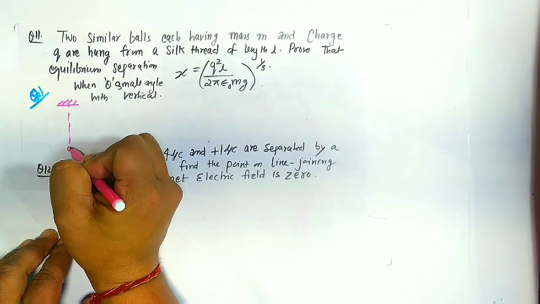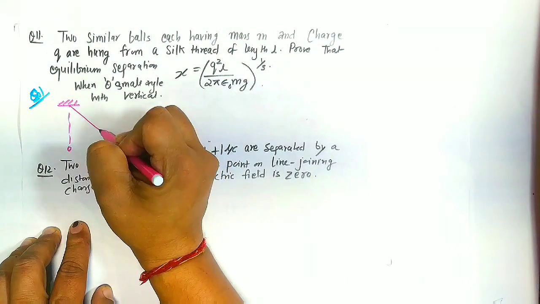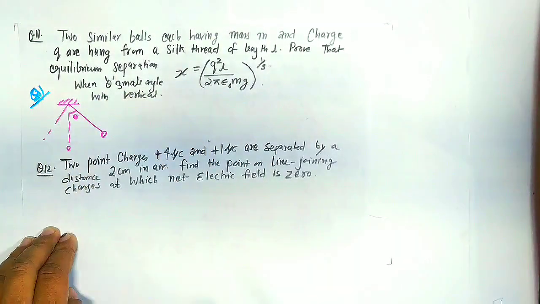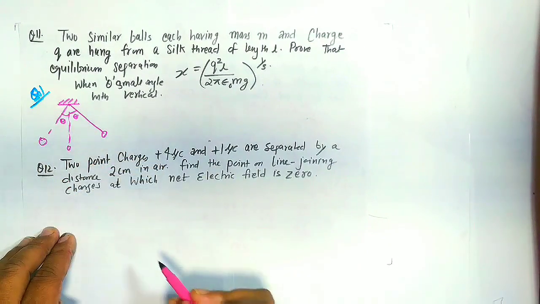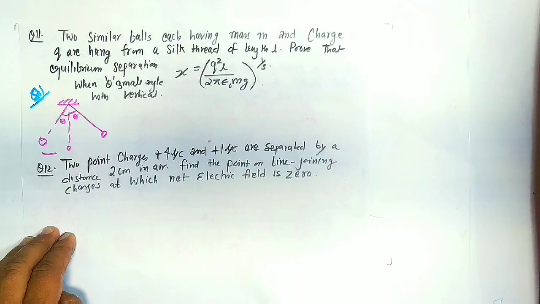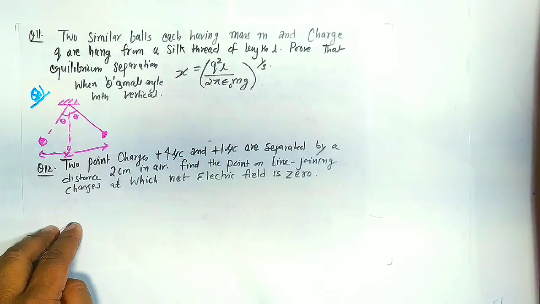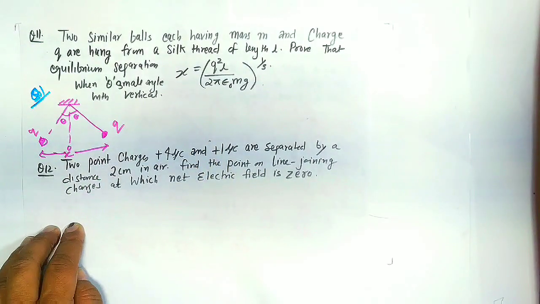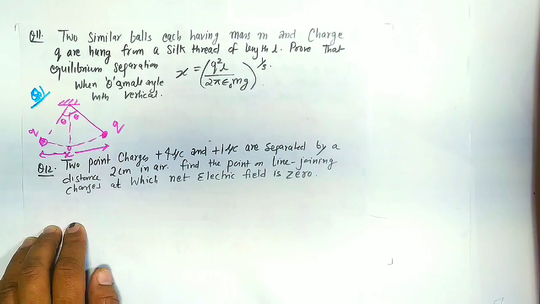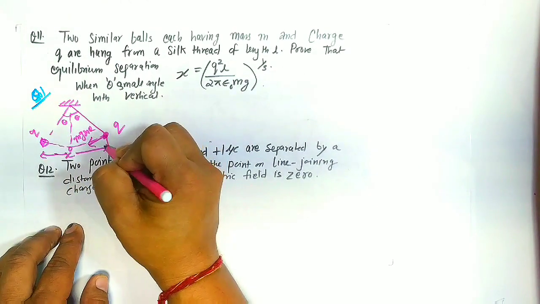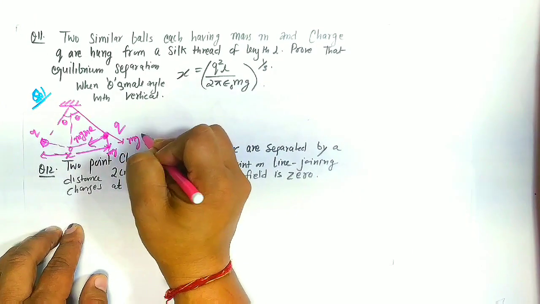Say this is the vertical and this is the angle made by the silk thread. That is how it is there. And then this is the other way it is represented. This is also theta. And the separation between them, say x, is what we are going to calculate, the equilibrium separation between two balls, and the two balls have charge q and q. So you have to calculate x. This is mg, this is mg sine theta, and this is mg cos theta. Got it or not?